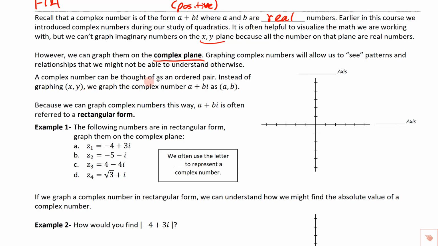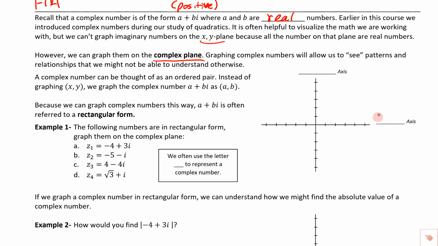So a complex number can be thought of as an ordered pair. So instead of graphing an xy pair like we normally do on the real plane, we can graph the number a plus bi as the point (a, b) on the complex plane. So here's what the complex plane looks like.